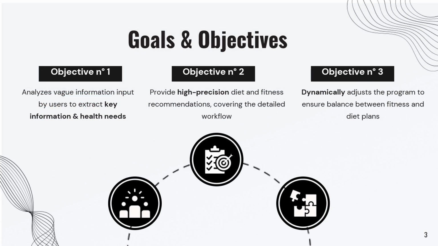So here are the goals for our project. We will analyze weak information from user input and do key feature extraction. We will also provide high-precision diet and fitness plans, which means we are not only going to list the plan, but also list detailed instructions for how to cook the meal and how to implement the exercise. We will also dynamically adjust the program to ensure balance between the fitness and dietary plans.